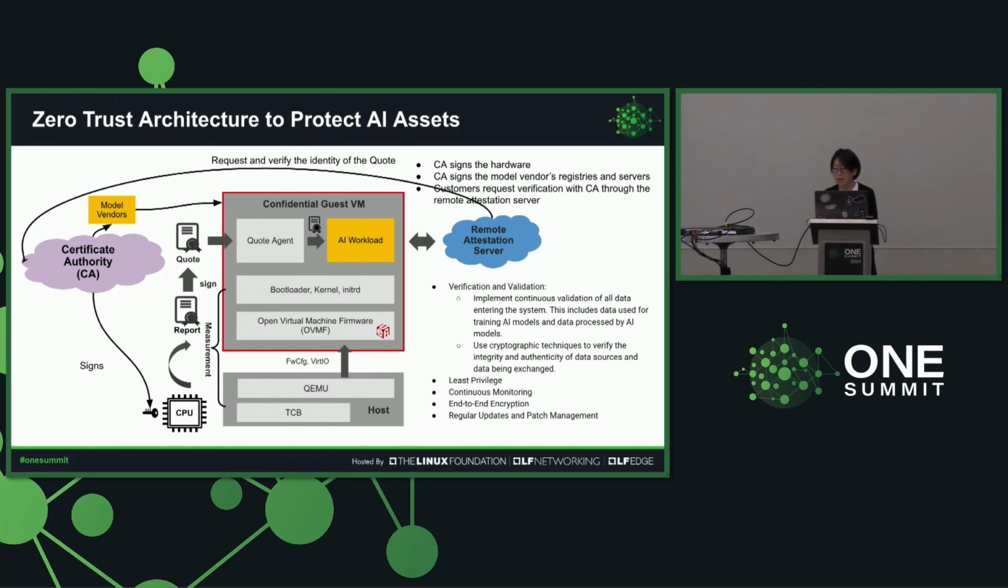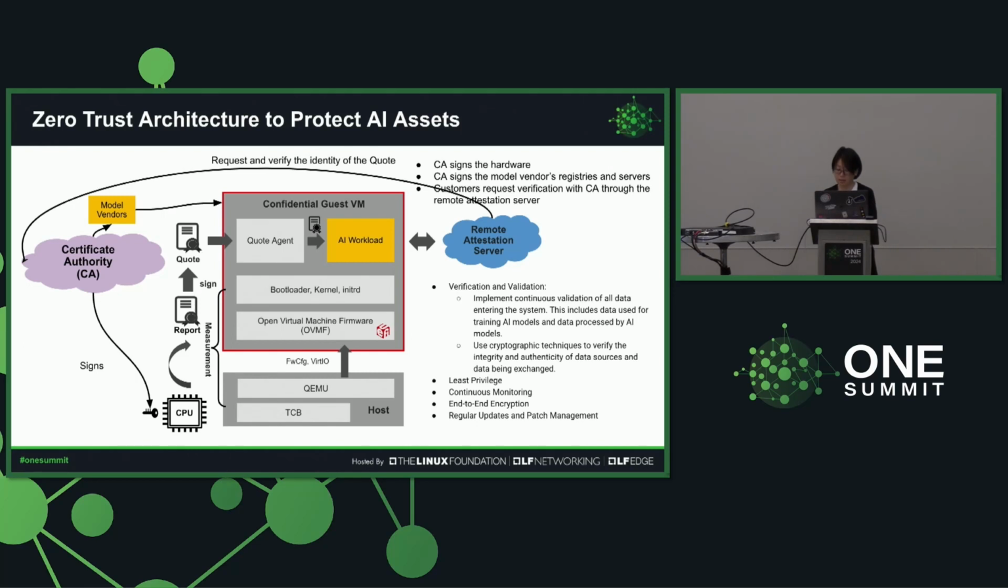There are three steps in this process. One is that the CA signs the hardware. The second is that the CA signs the model vendors' registration, where the models are served, and the servers. And also the customers will request a verification with the CA through the remote attestation server.